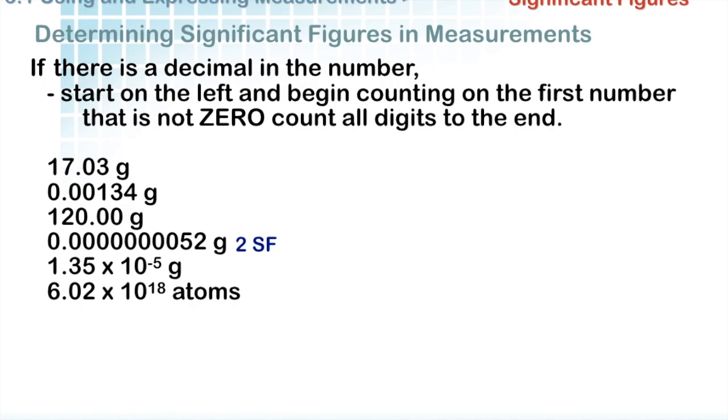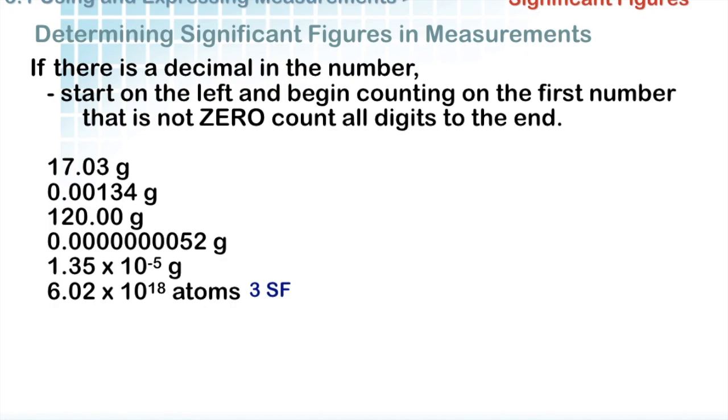Now, when you are using exponents, it's very easy. Because exponents have to start between 1 and 10, the number of digits you see is the number of significant digits. 135, that's 3. So 1.35 times 10 to the negative fifth has three significant figures. 6.02 times 10 to the 18th, the 6, the 0, the 2, that would be the same as 135. That is three significant figures.